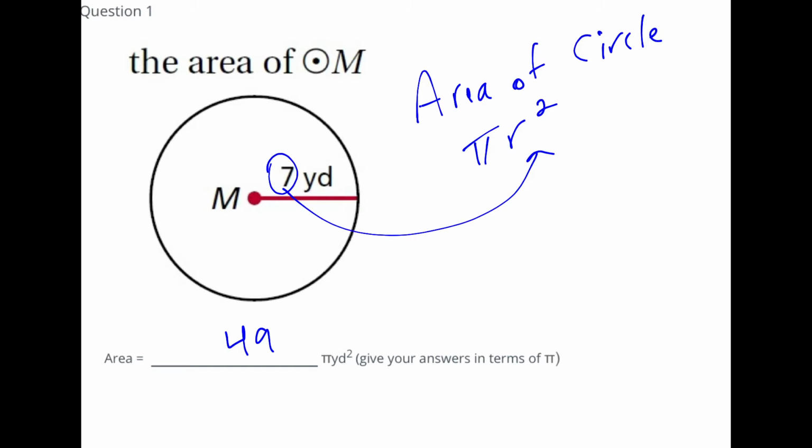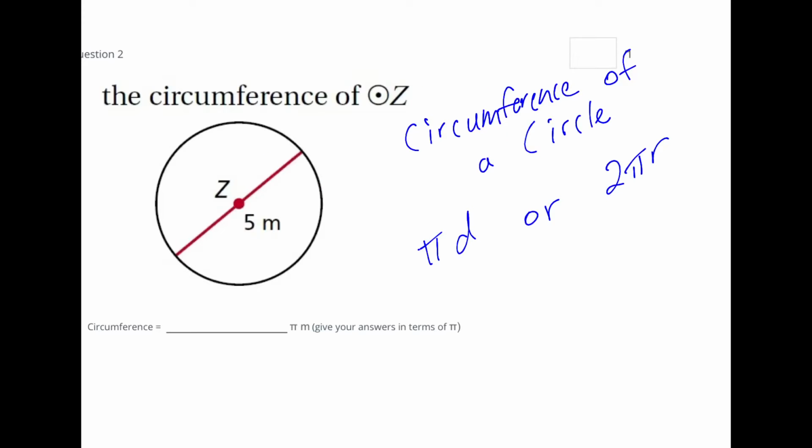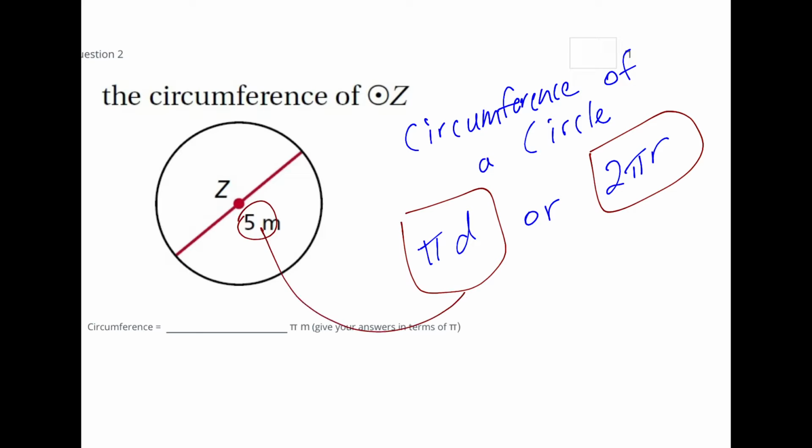7 squared is 49. The circumference of a circle, there's two formulas, pi times diameter or 2 pi r. In fact, that's where pi comes from: how many times the diameter fits around the outside of a circle. Here, since they give us the diameter, 5, it would probably be easiest to use this formula. And the answer is just 5 pi meters.